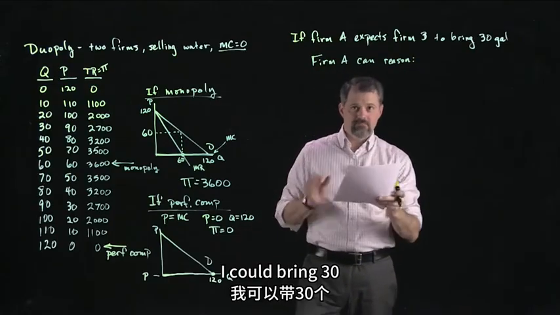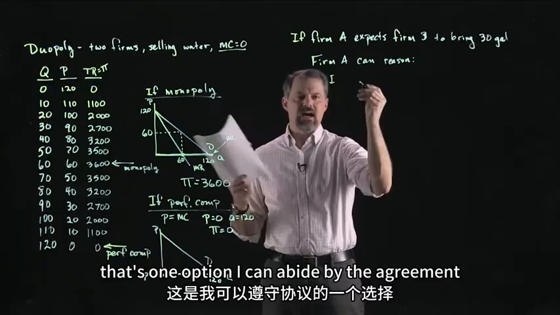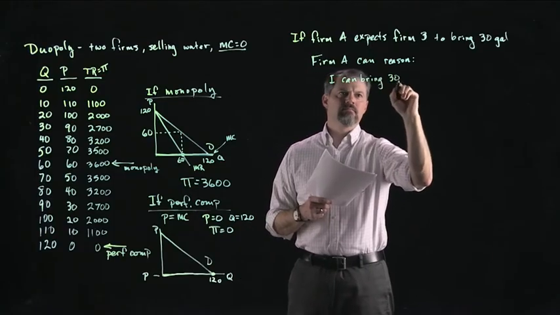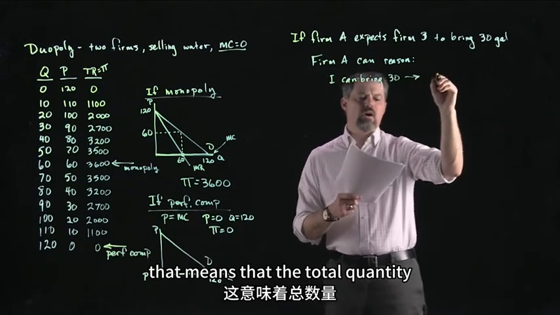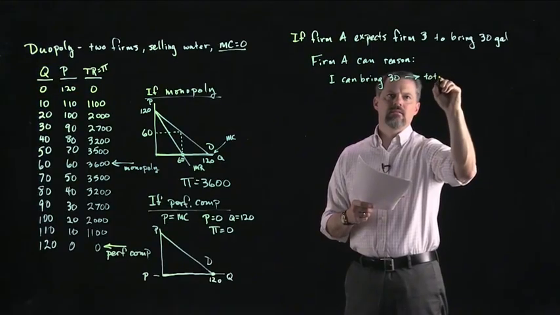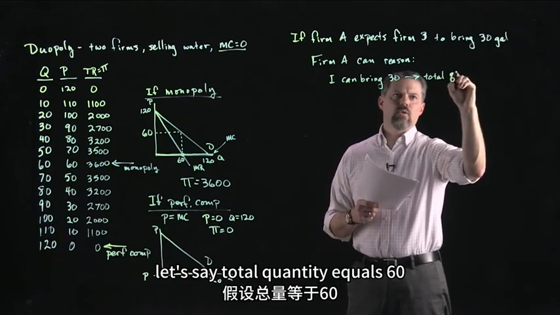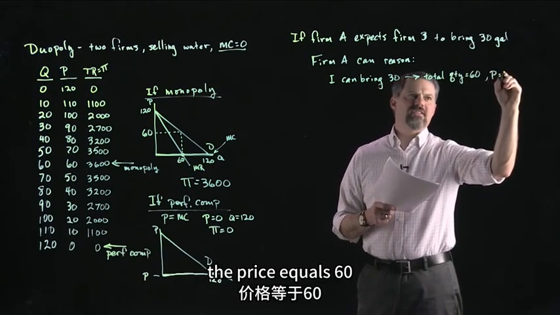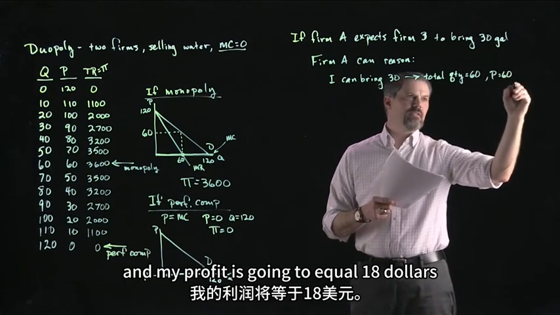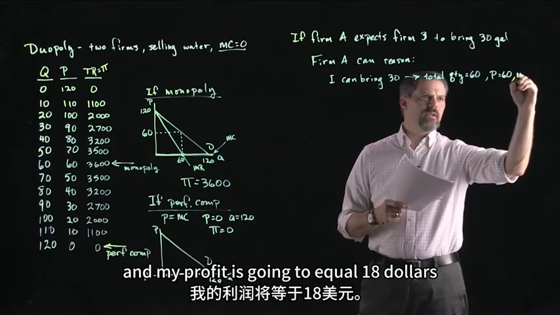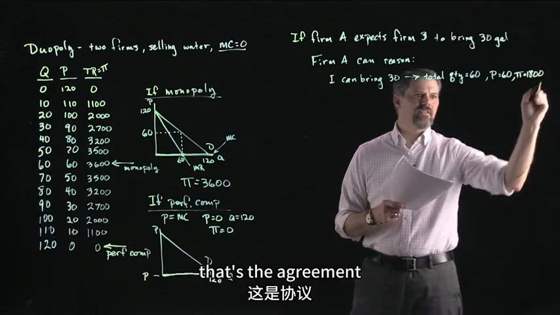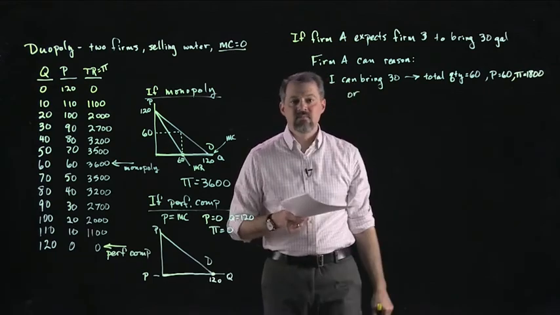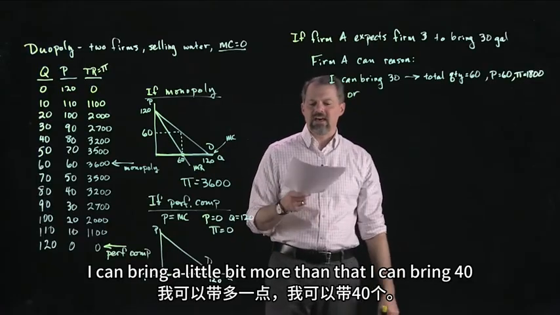I could bring 30. That's one option. I can abide by the agreement. I can bring 30. That means that the total quantity equals 60, the price equals 60, and my profit is going to equal $1,800. That's the agreement. Or I can bring a little bit more than that. I can bring 40.